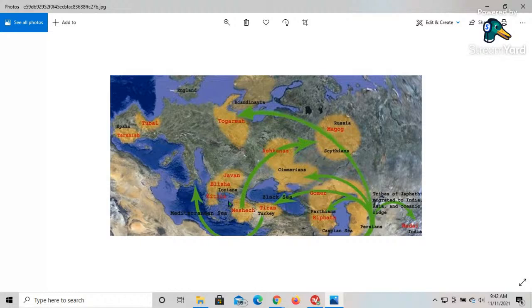So I was talking about Javan and his sons in the Mediterranean. So his sons are Elisha, Kittim, Tarshish, and I think Rama or somebody. There's another one, Rama or something.